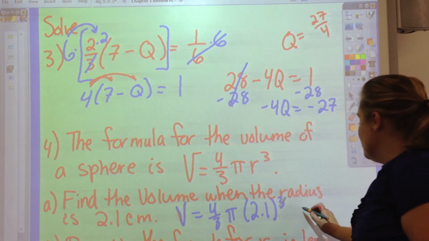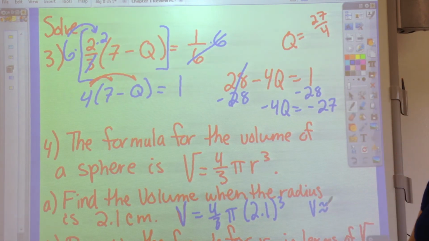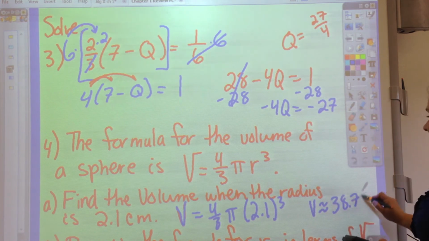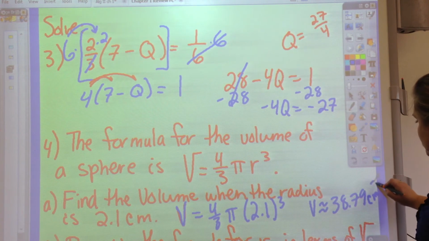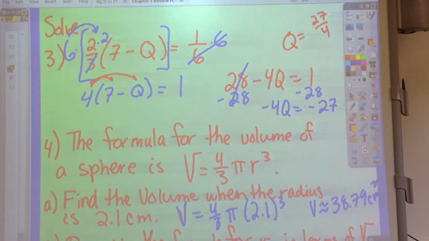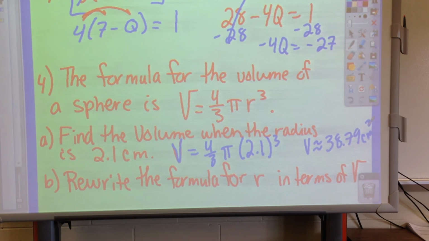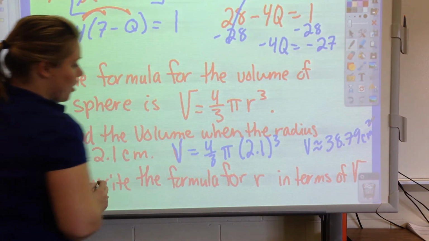All right. And we should get the volume is approximately, give me 2 decimal places and just chop it off, 38.79. And my units are centimeters. I should say centimeters cubed. Now to rewrite the formula in terms of V, I want to solve for r.